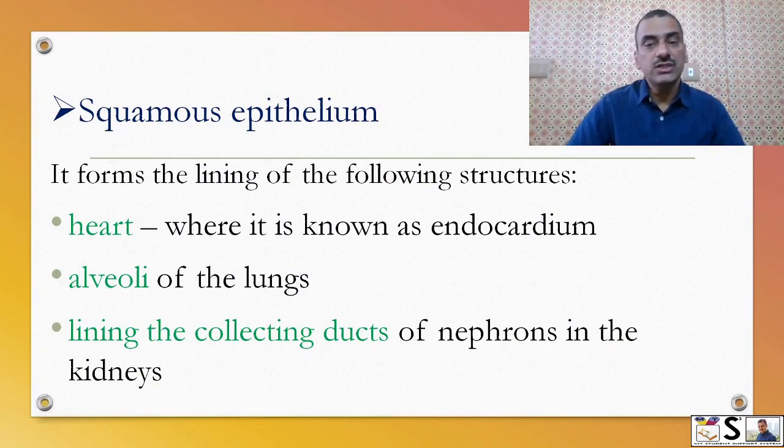It forms the lining of the following structures: the heart, where it is known as endocardium. So the inner layer of the heart is made up of squamous epithelium. It will be very smooth. Alveoli in the lungs are also made of this, so that easy exchange of gases takes place there. And the lining of collecting ducts of nephrons in the kidney, again there will be easy diffusion or transportation of ions or water.